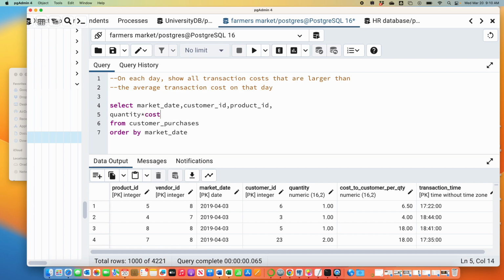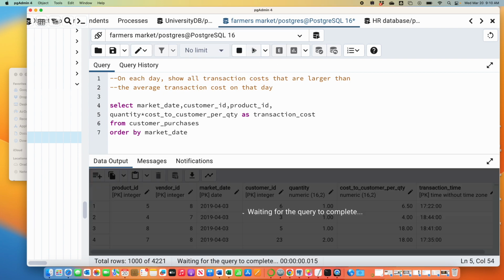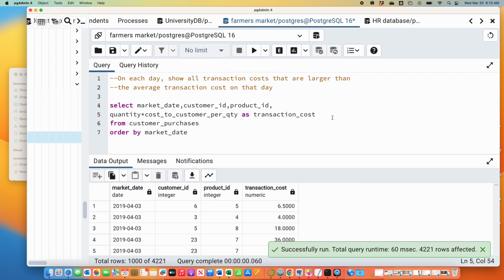Here I'm just setting up the customer per quantity. I'm going to look at the market date, the customer ID, the product ID. Again, your book likes to call this product price. I like calling it transaction cost. You can call it whatever you want. If I stop here, then there's nothing new. This is chapter 2 or something.